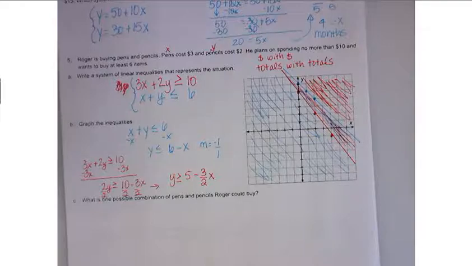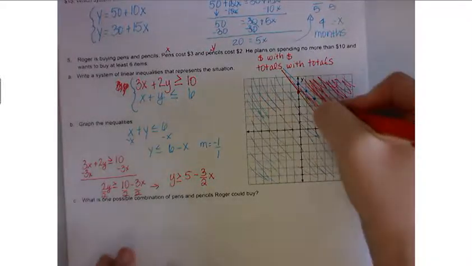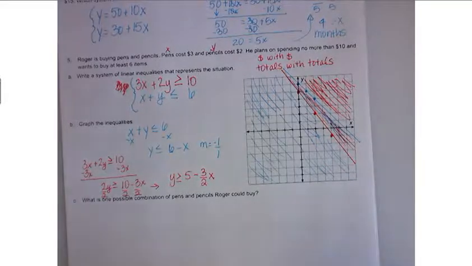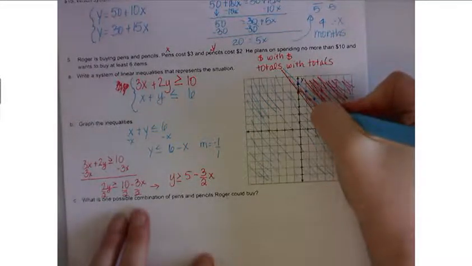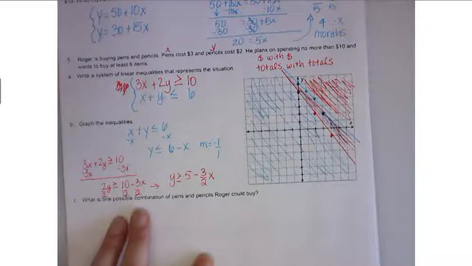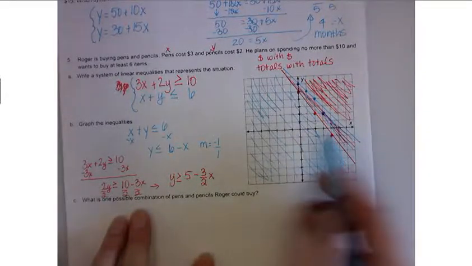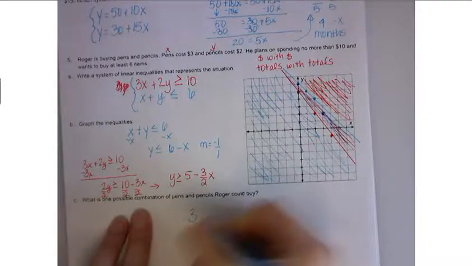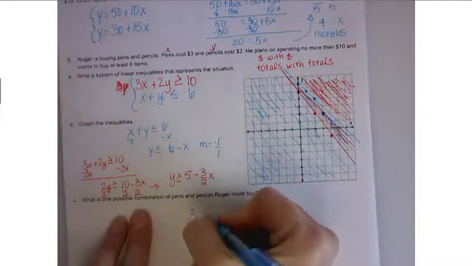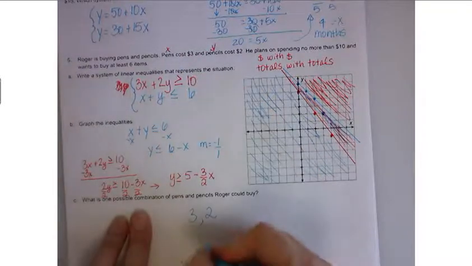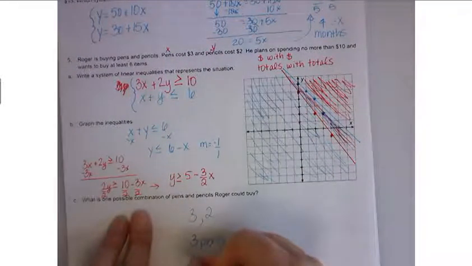Here's where it becomes important. You can take any point in that shaded area, that's going to be an answer. But we want a smart point. So if I pick this point right here, right smack dab in the middle of that shaded area, and I do my x, 1, 2, 3. That's going to be 3. And then my y going up is going to be 2. And remember, my x is pens. My y is pencils.